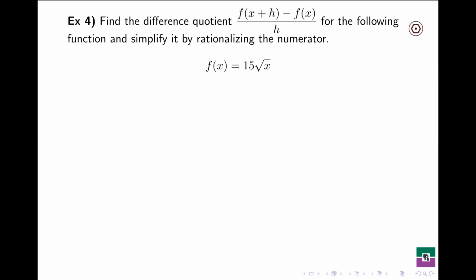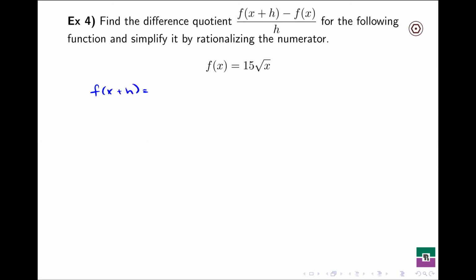So the function f of x in this case is a square root function, 15 times the square root of x. When I go find a difference quotient, I don't jump right in and try to get it all simplified at once. I take small bites and find out each piece separately, and then we'll put it all together at the end. So I see here in the difference quotient, they have the expression f of x plus h. I need to find that first.